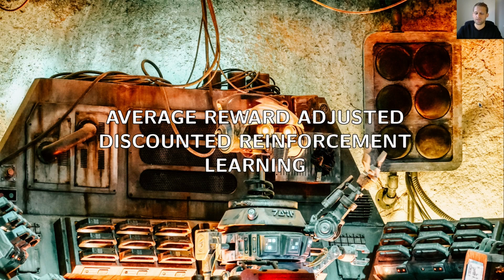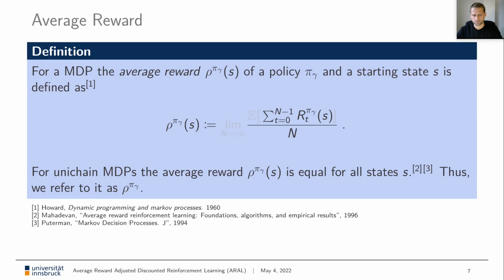So how we overcome this is with average reward adjusted discounted reinforcement learning. First of all, let's define the average reward. It is defined as, well, how we would define the average reward, meaning the sum of the rewards received of all the future steps divided by the number of steps taken.